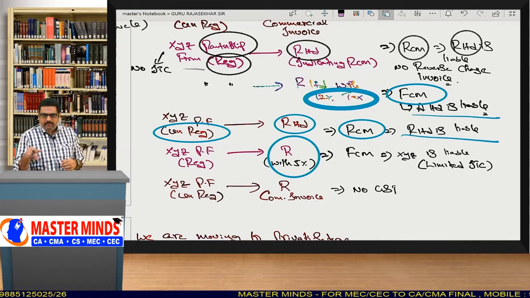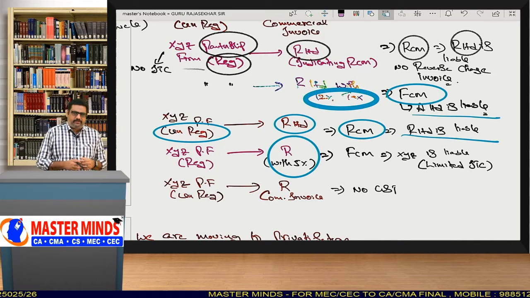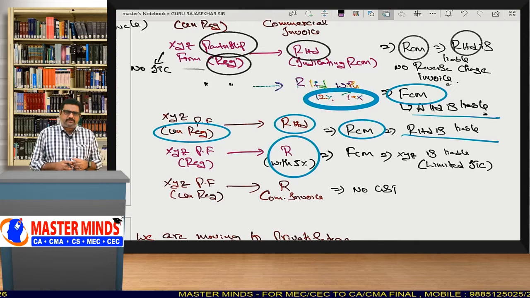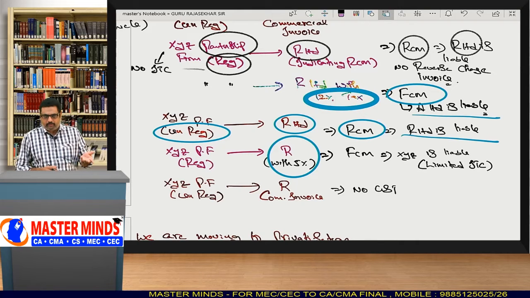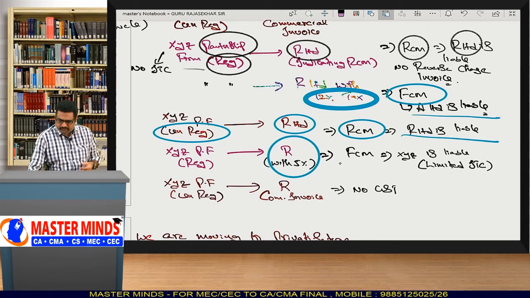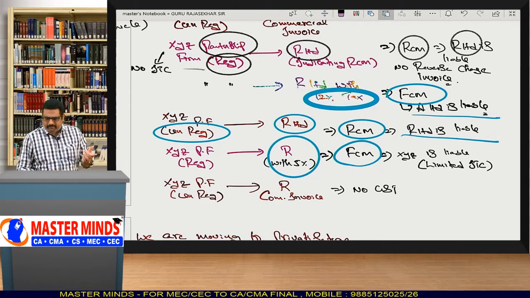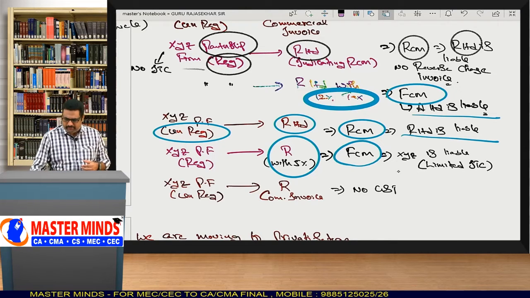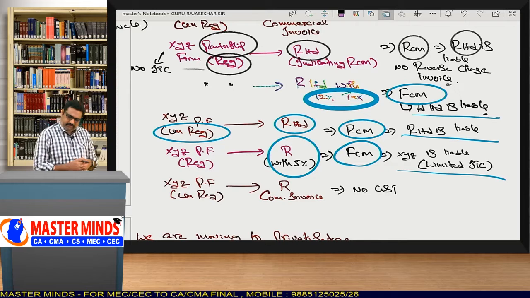RCM is applicable. But see in our example, who is the recipient? Is he a body corporate? No, he is an individual. If it all is the individual, which one is applicable? FCM is applicable. XYZ partnership firm is liable to pay the GST and it can claim limited ITC.